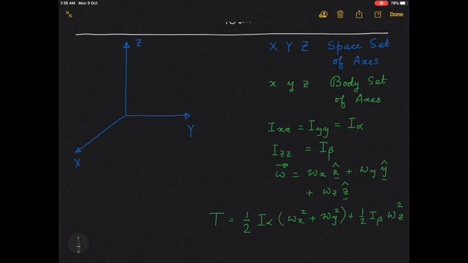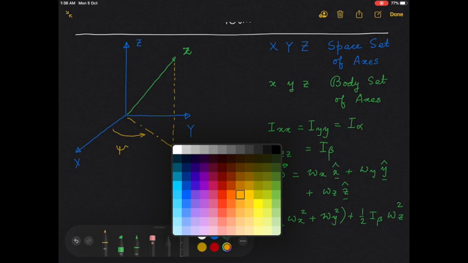Now, what is the instantaneous orientation of the body, of the symmetric top? Well, I can say that the symmetric top z axis is along this line. So, this is z, small z. And I can draw a perpendicular from that into this plane, and this angle I call psi. Okay, this angle I call psi. The two z axes also make an angle in between them. That angle I give a name, I call this angle theta.